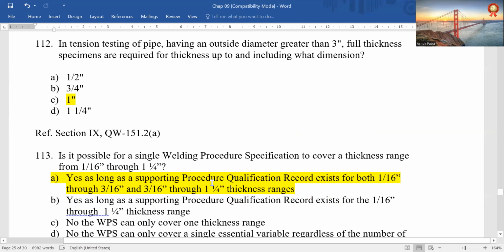Is it possible for a single welding procedure specification to cover a thickness range from 1/16 to 1/4 inch? As long as a supporting procedure qualification record exists, both 1/16 inch through 3/16 and 3/16 through 1/4 thickness range.